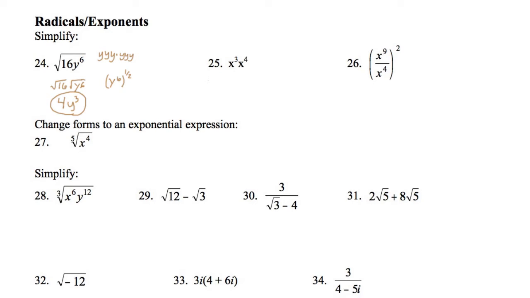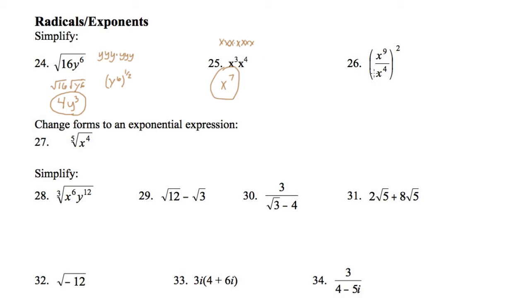25. X to the 3rd times x to the 4th. Well, I know that the rule is when I multiply like bases, I can add exponents. So that's x to the 7th. Although I could just kind of write this out too. X to the 3rd times x to the 4th is x to the 7th.